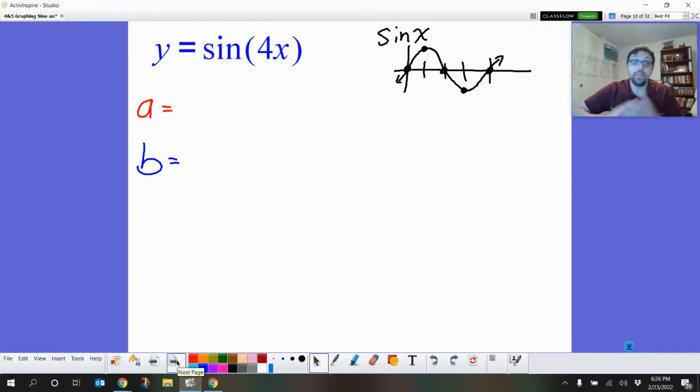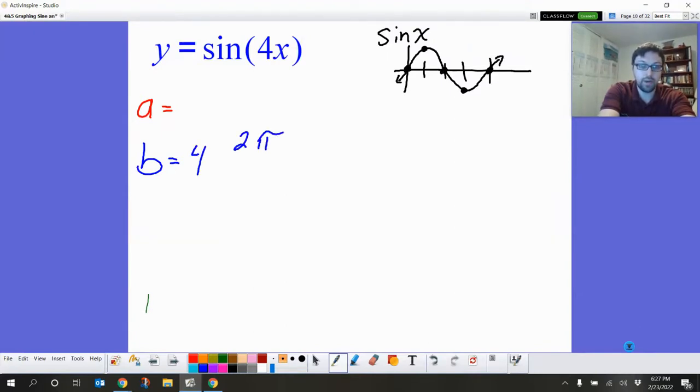Let's do an example. In this example, we've got the sine of 4x, so that 4 is in the b spot, but it doesn't tell us actually what our period is going to be. So our period for b is, well, b is 4, and then we do our cool little formula, 2 pi over the absolute value of our b, which is 4. So that is going to be pi over 2. So that's how long it's going to take for us to complete that wobble.